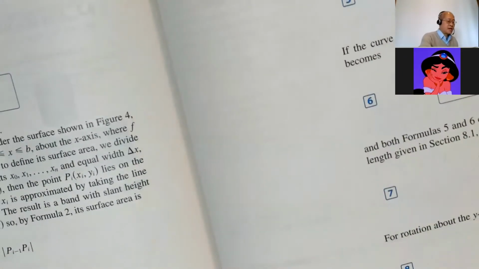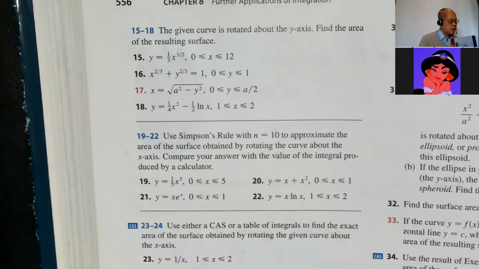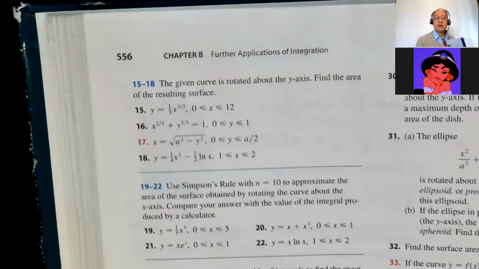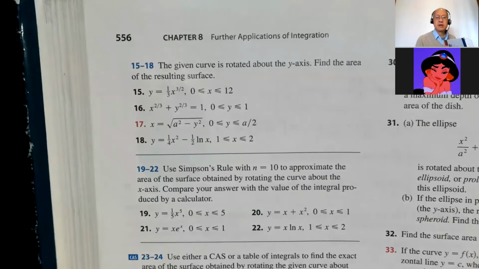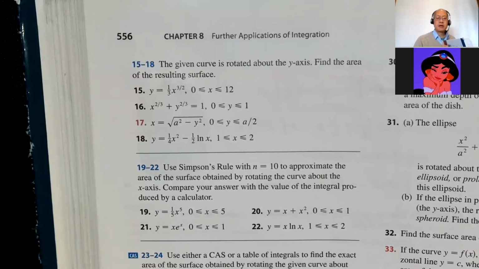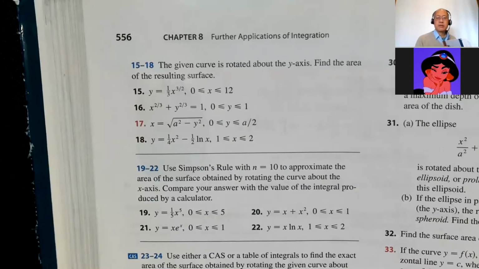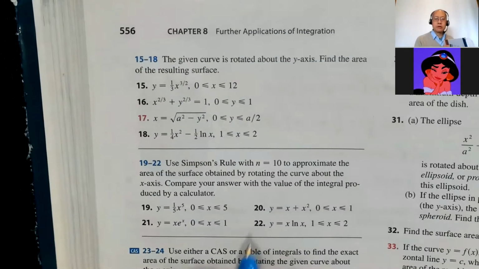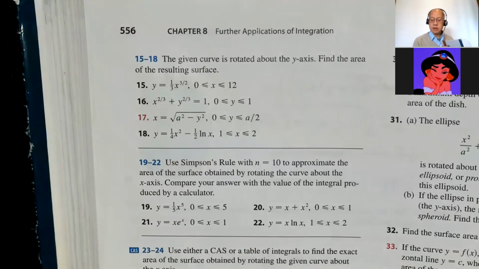Okay, so I want to show you one more where we spin about the y-axis. 17. Okay, so we spin about the y-axis means you're integrating 2 pi x. So x equals radical a squared minus y squared. Y goes from 0 to a over 2.